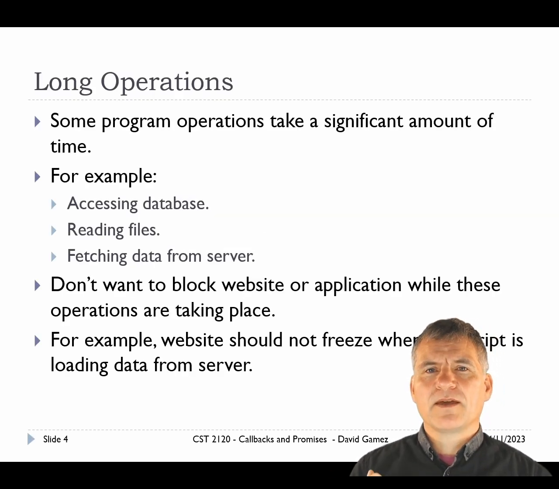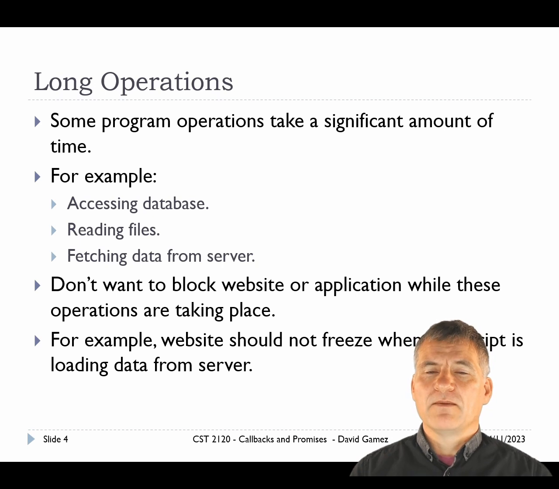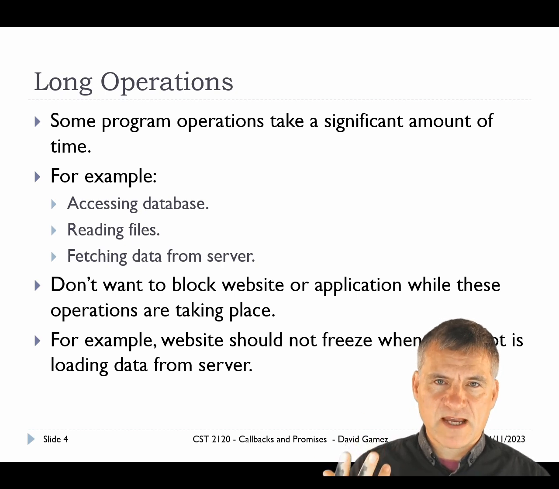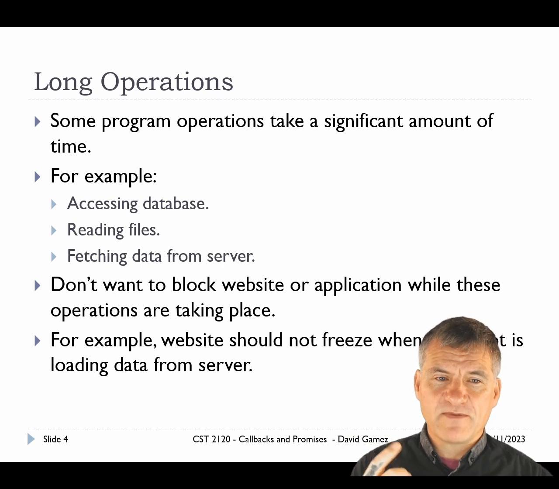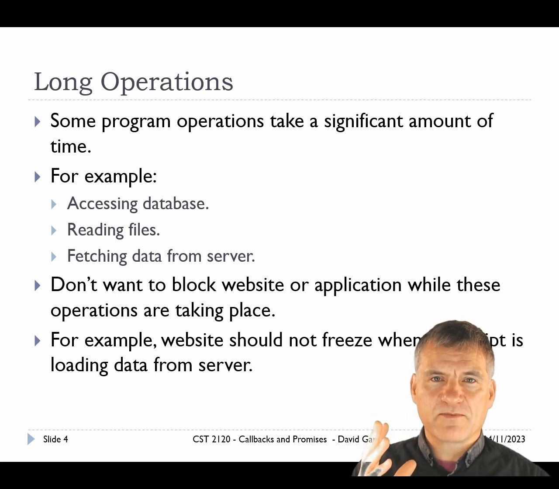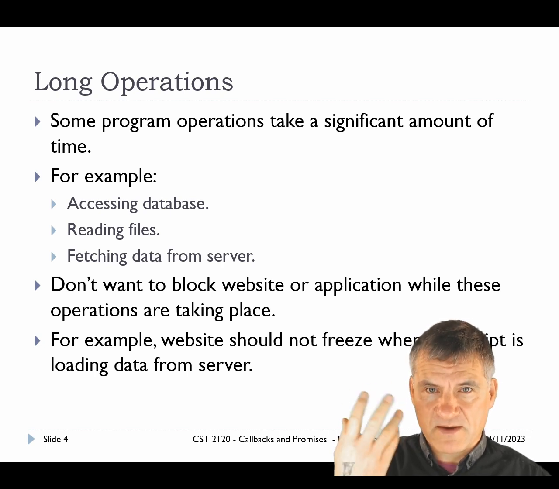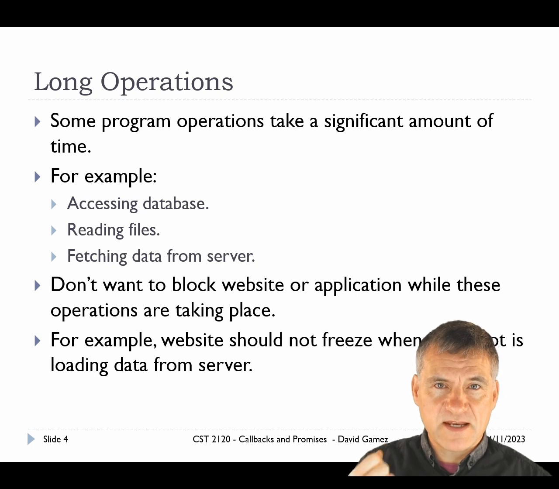Okay, so the problem that callbacks and promises are designed to address is that some program operations take a significant amount of time, right? Maybe our code wants to access a database, maybe we're trying to read some files from the file system, maybe we're trying to fetch some data from the server, yeah? Sometimes these operations can be dead quick if it's a small file or a very quick database operation, but sometimes, particularly if the database is busy, then it can take some time to interact with the database and get the data that you want, yeah?